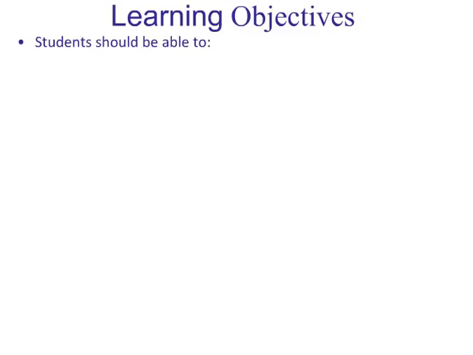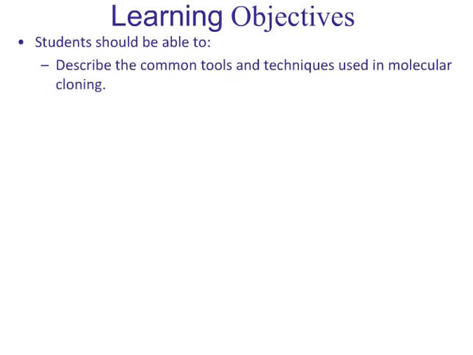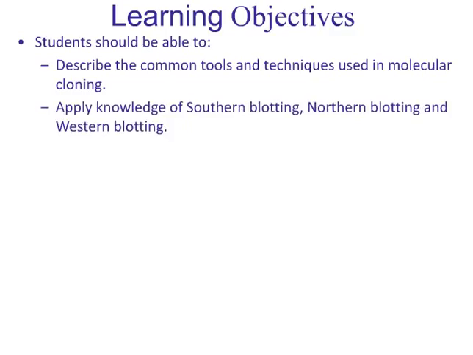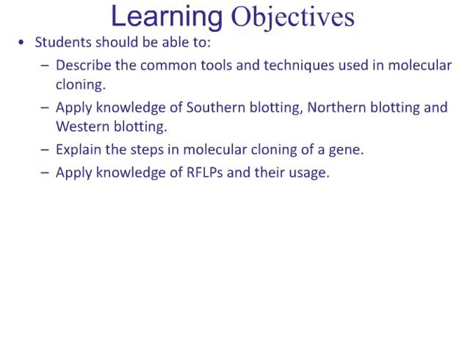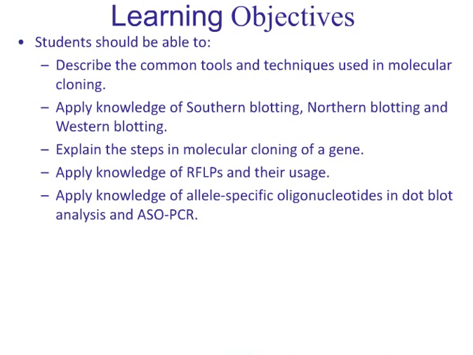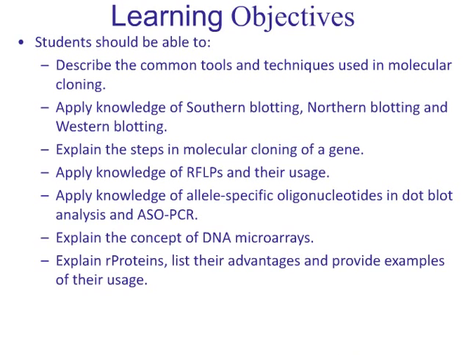After completing this learning module, students should be able to describe the common tools and techniques used in molecular cloning, apply knowledge of southern blotting, northern blotting, and western blotting, explain the steps in molecular cloning of a gene, apply knowledge of restriction fragment length polymorphisms and their usage, apply knowledge of allele-specific oligonucleotides in dot blot analysis and PCR, explain the concept of DNA microarrays, explain recombinant proteins, list their advantages over biological sources, and provide examples of their usage.